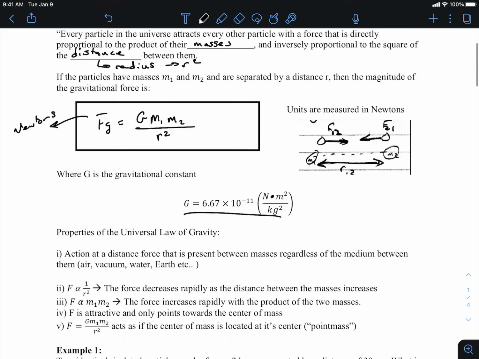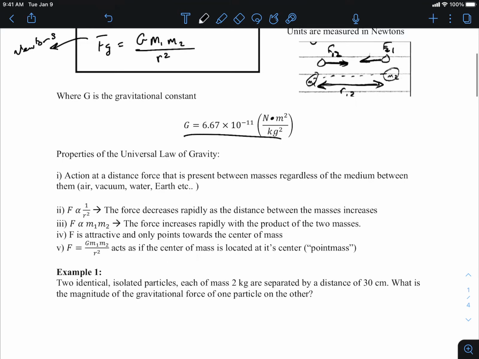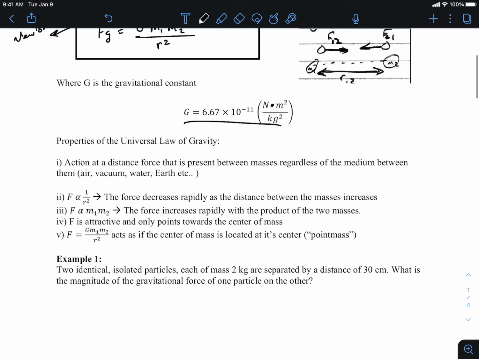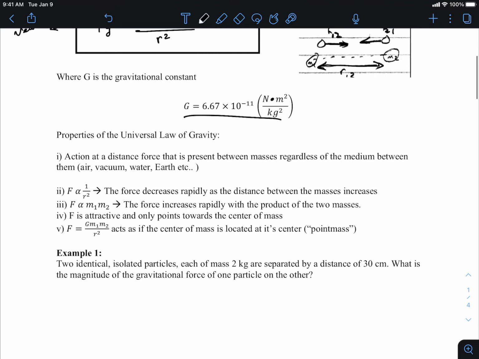And so we're just going to jump down here and have a look at some of the properties of the universal law of gravity. This is an action at a distance force that's present between masses regardless of the medium that they're in. So it doesn't matter if it's in space where there is no atmosphere, if it's on Earth, or through water or rock. It's independent of the medium that you're in.